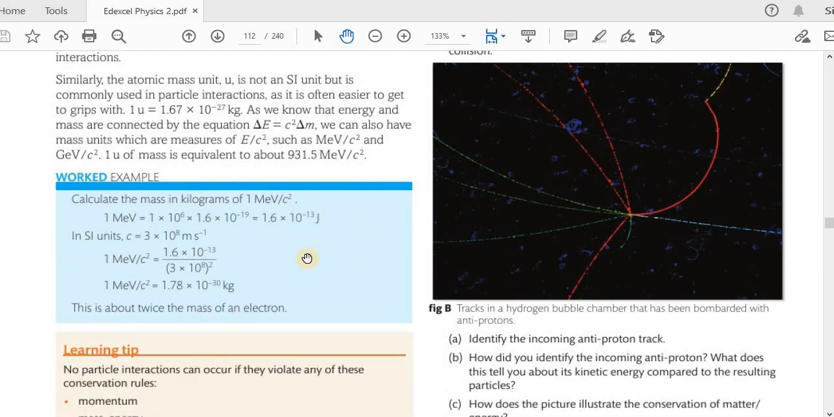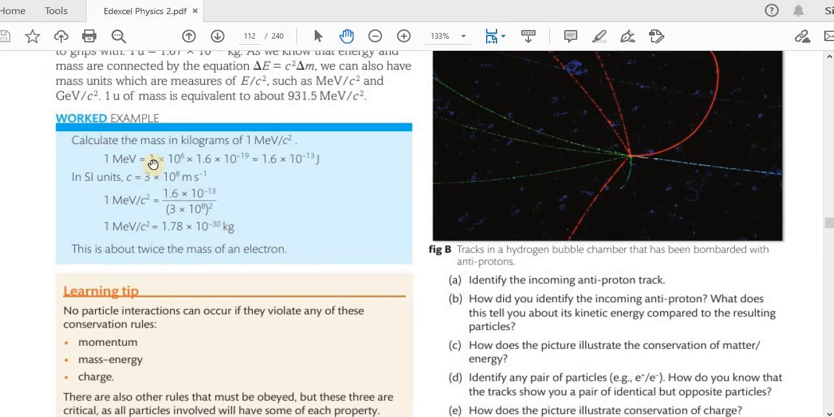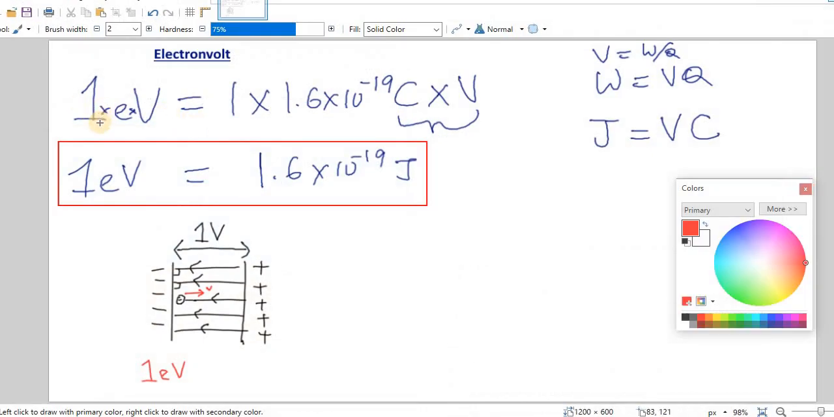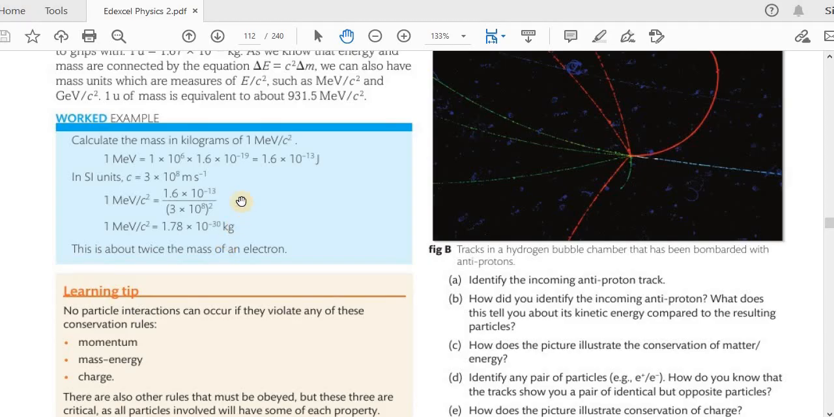Okay, so let's go through an example to help you understand this better. Calculate the mass in kilograms of 1 mega electron volt per c squared. So again, very simple. Like I said, if you use this method, by knowing that the sign between the number and the letters is a multiplication sign and substituting the numerical value of the letter, then you can directly convert it to joules here, for example.